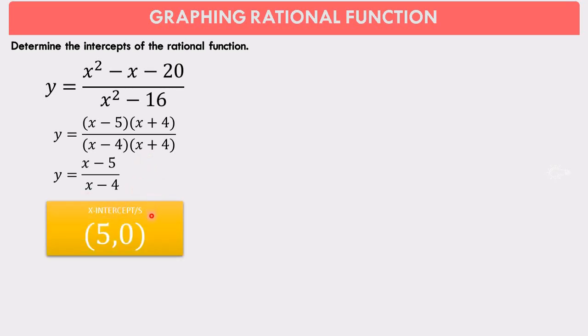So therefore, the x-intercept is (5, 0). Replace y with 0. So 0 times x minus 4 is 0, so 0 equals x minus 5. So x equals 5, so (5, 0). And for the y-intercept, we change x to 0. So negative 5 over negative 4, so (0, 5/4).